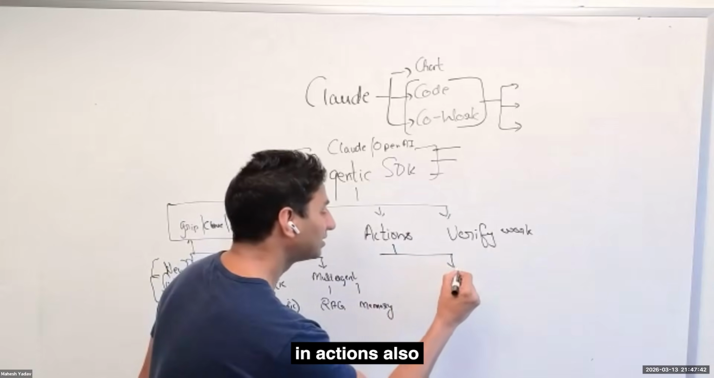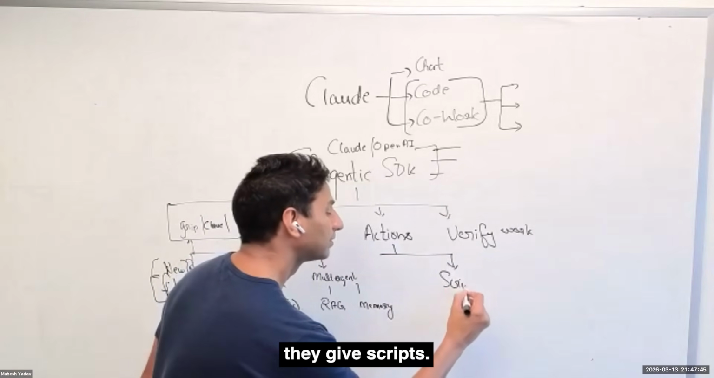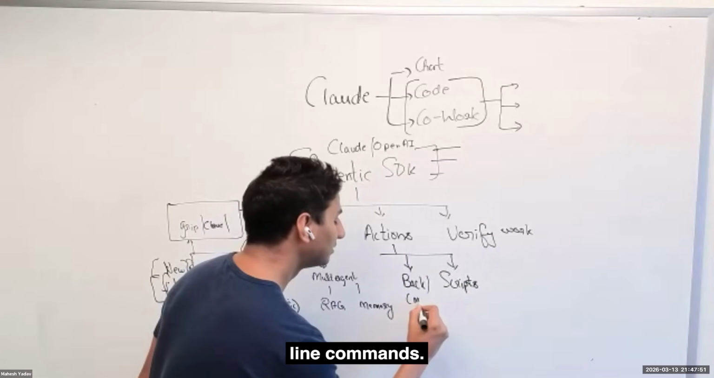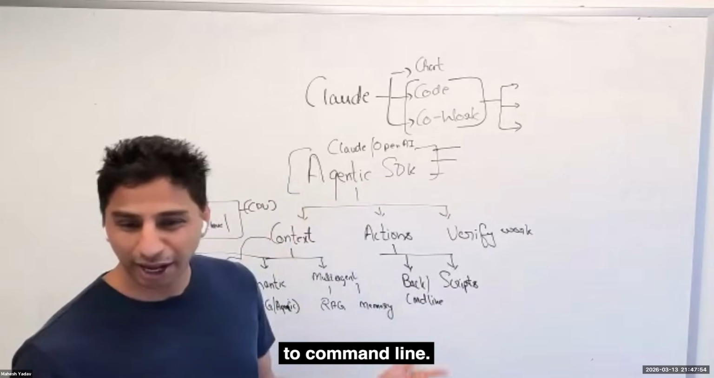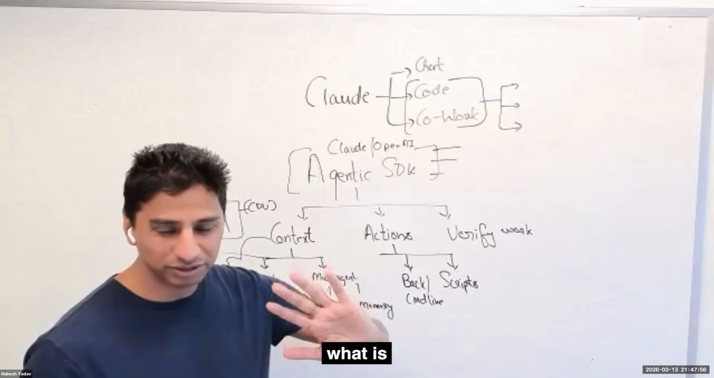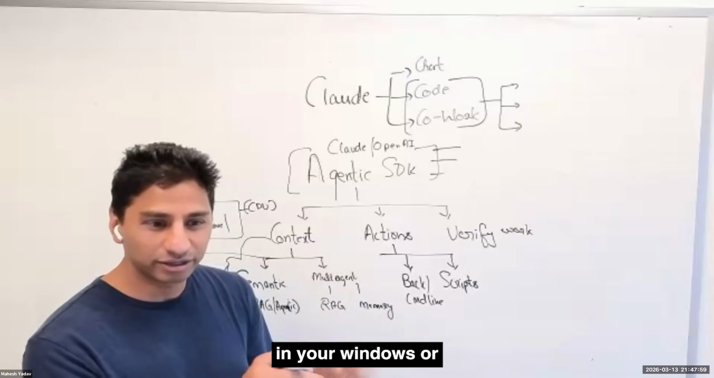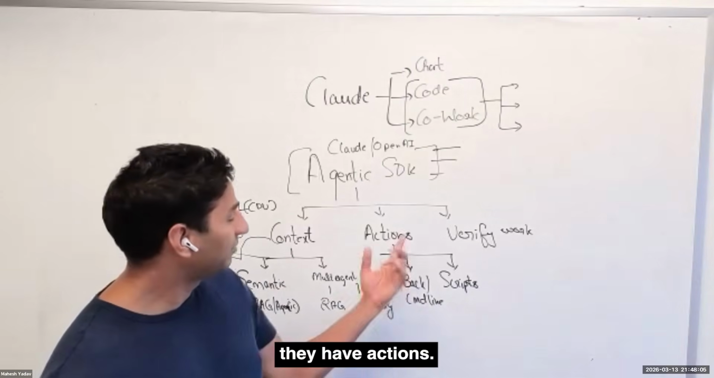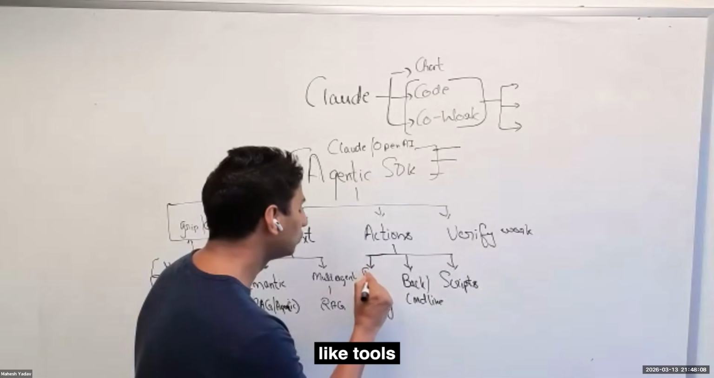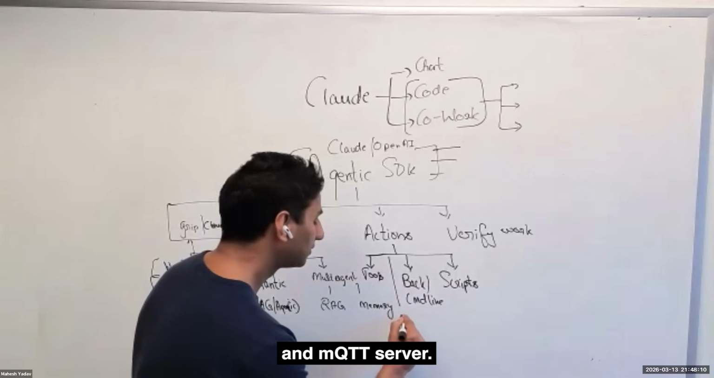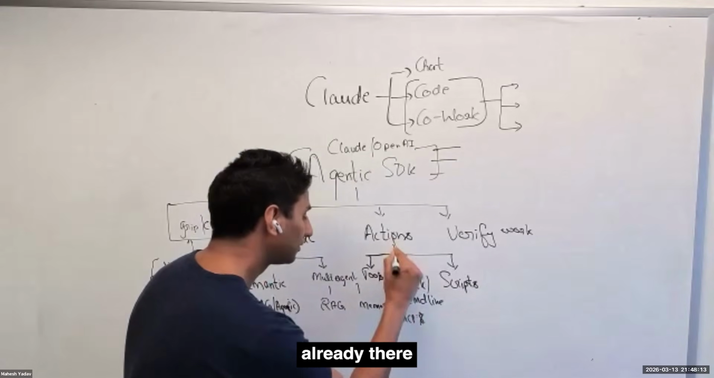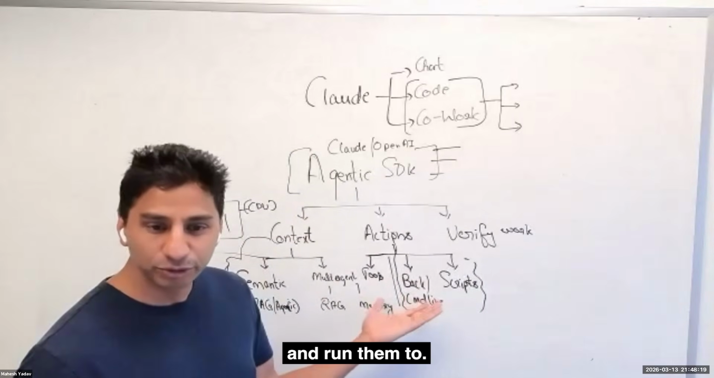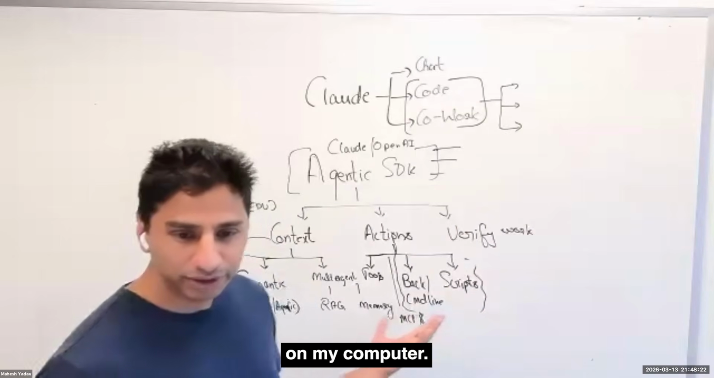So then in actions also, they give scripts. They can write scripts and they can run bash commands. Bash commands is command line commands, which is what you do when you go to the command line. Does everybody understand what the command line is? So write CMD in your Windows or open terminal. So now they have actions. Earlier we had actions like tools and MCP server. These were already there, but they offered this new way. So now you can write scripts on my computer and run them too. So now you can take actions on my computer.